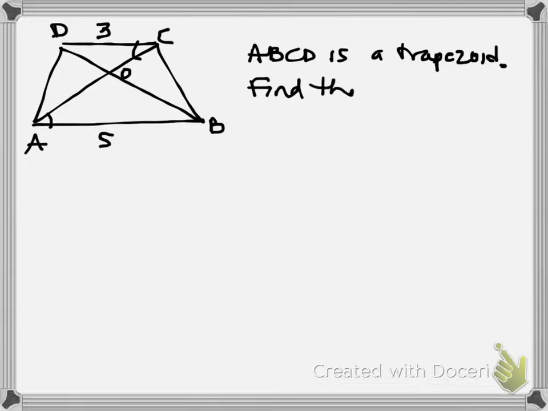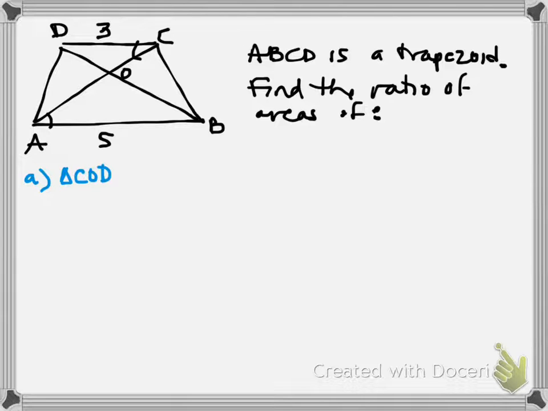Find the ratio of areas, and we're going to go through 3 different scenarios. Scenario 1: I want you to compare the area of triangle COD to the area of triangle AOB. So let's look at COD, and let's look at AOB.